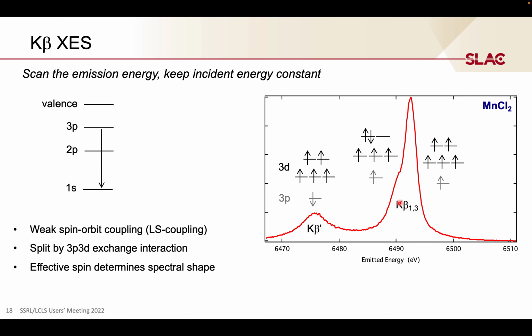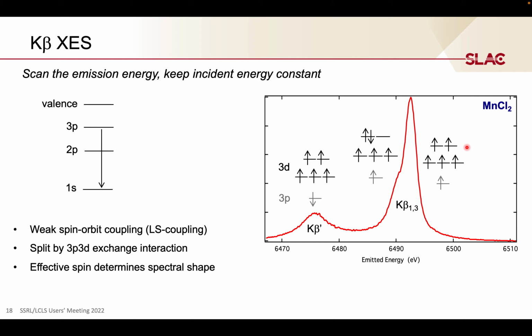We don't have just K alpha. We also, as I said, have different emission lines. So let's look at K beta. K beta is the decay from the 3p into the 1s. So you're left with a 3p hole. And let's look at the example of manganese chloride. Manganese chloride is a d5 high spin. So all 5 electrons or 5 spins are parallel in the t2g and the eg orbitals.